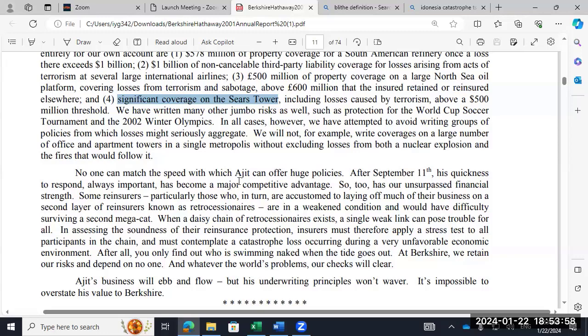Because the Sears Tower is very different from the Twin Towers because it's pretty narrow up on top, whereas the Twin Towers were massive up on top. But what happened on 9/11? They emptied the Sears Tower, right? They got everybody out as fast as they could. So I don't know if that makes sense. Well, look at the words he's using. Significant coverage. We have written many other jumbo risks.